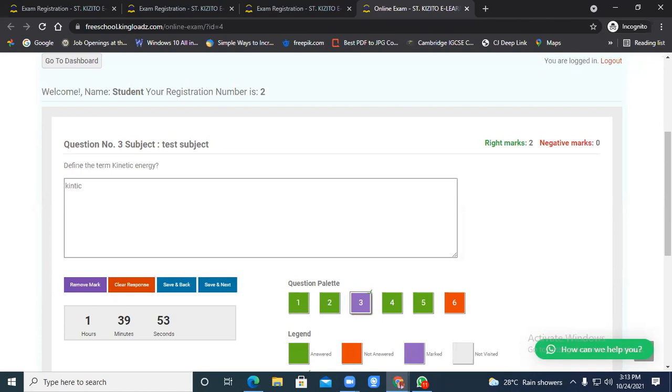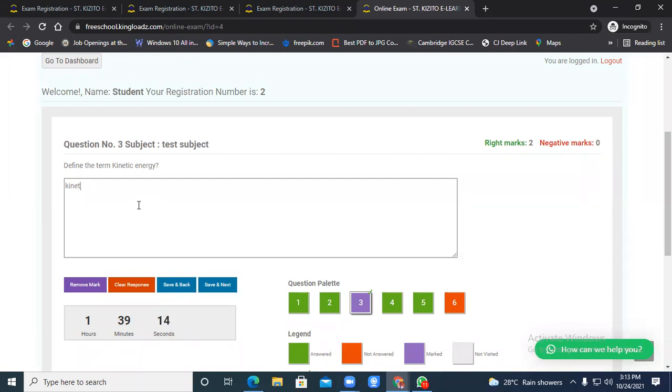Question number 3, which I had doubt in, is highlighted in purple. I can also go back, though I did it, and see what question number 3 was: define kinetic energy, and that one you write on a foolscap. If it is an exam that needs short answers, for example the ones in biology, you can type them here.